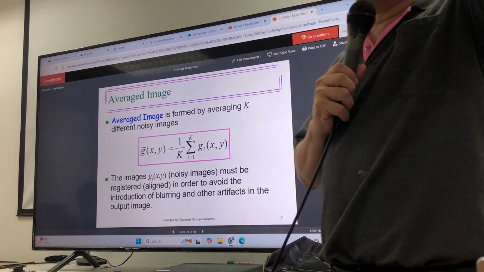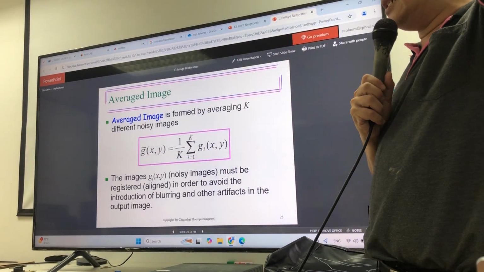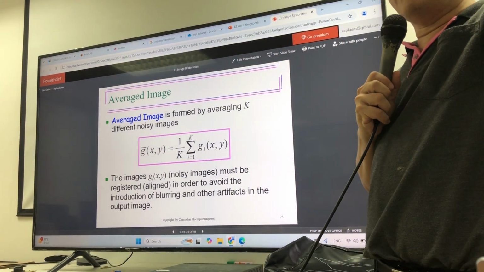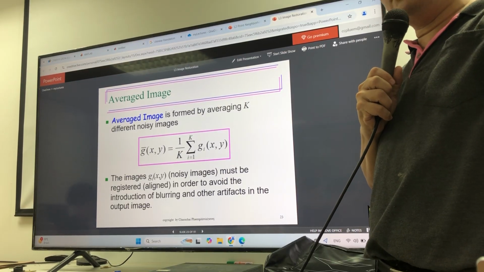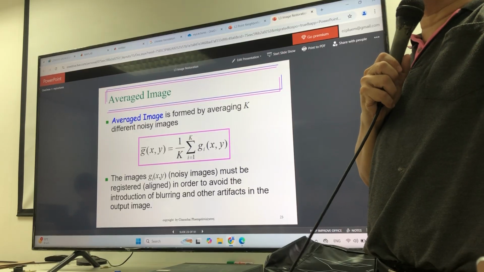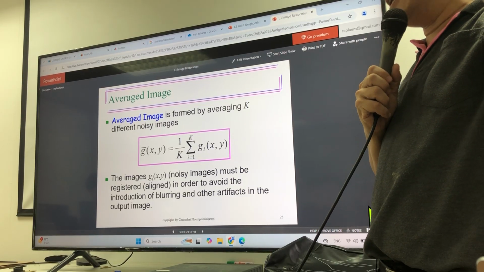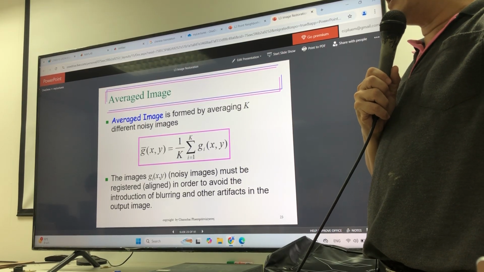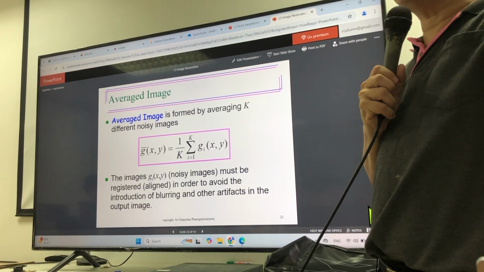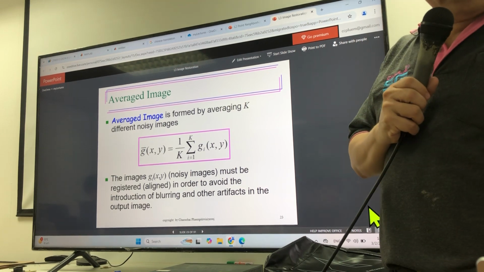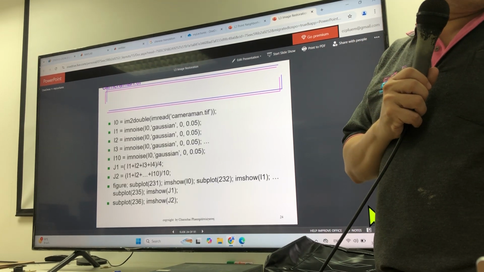Have you ever seen somebody put a camera on a very crowded street and open the camera for maybe an hour? What happened to that image? When you take the average of those, you're going to see that there is no more noise.